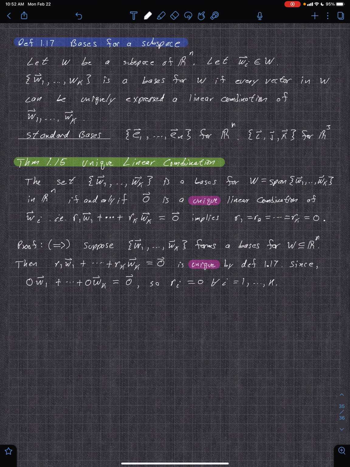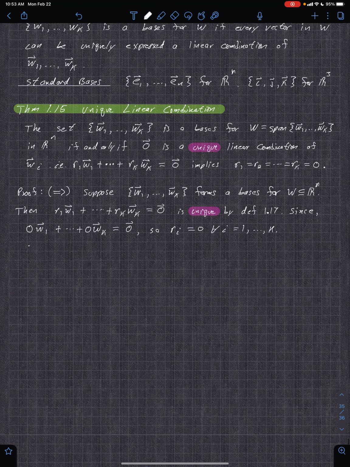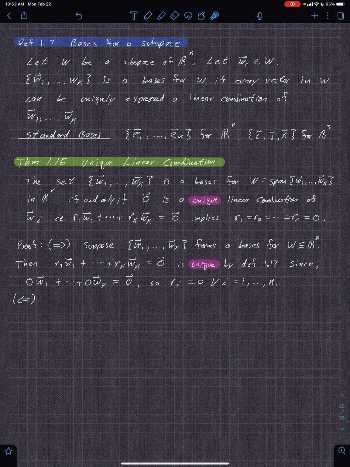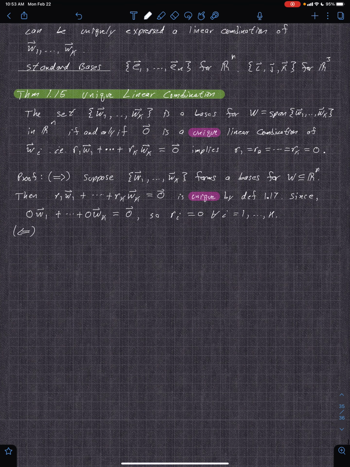Now let's go the other direction. Sometimes you'll see this arrow going the other way. We will now suppose that this is unique, and then we'll show it's a basis. To show it's a basis, we need to express every vector in W as a linear combination of those. So let's take a look at what that would say.